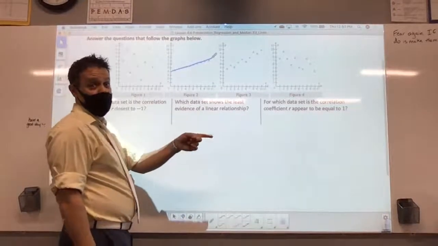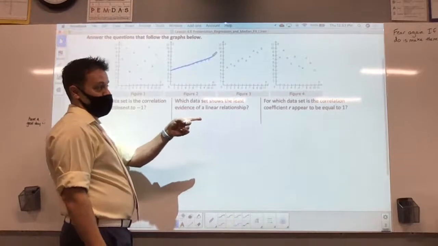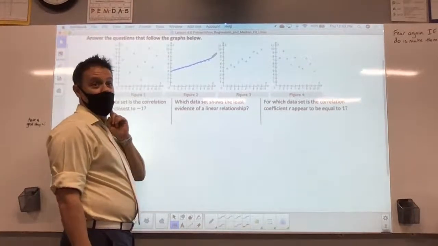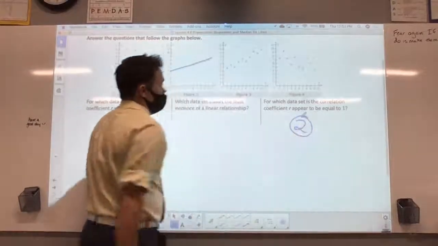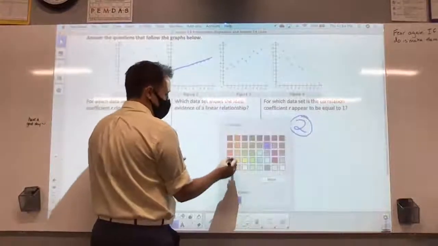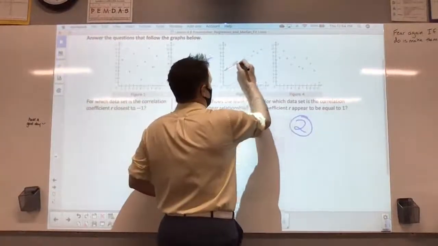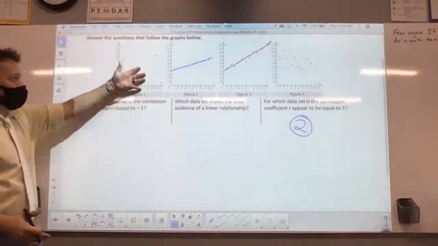So actually, which one would that be? If you look over here, what's that last question say? Which one would appear to be equal to 1? That would be figure what? 2. All right. Figure 3 is nice. This one here is a nice positive, right? But it's not perfect.